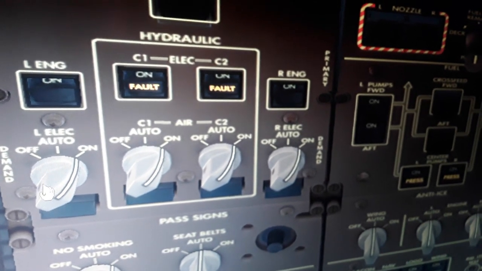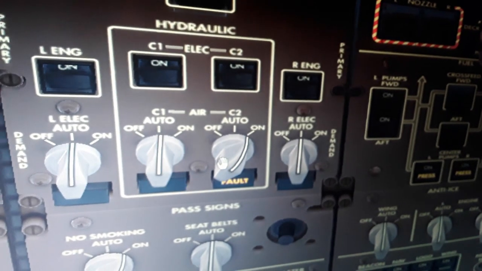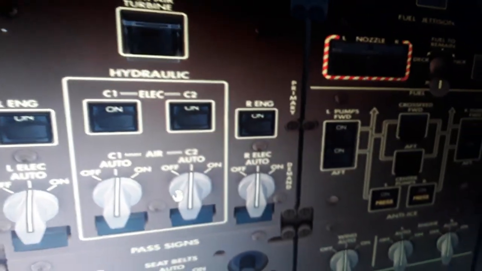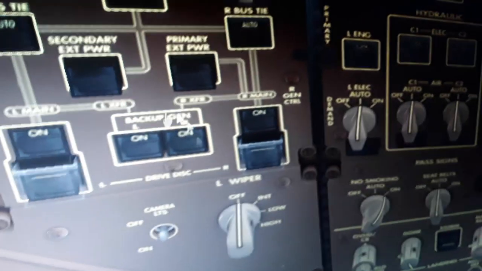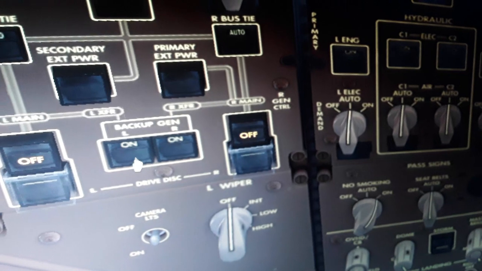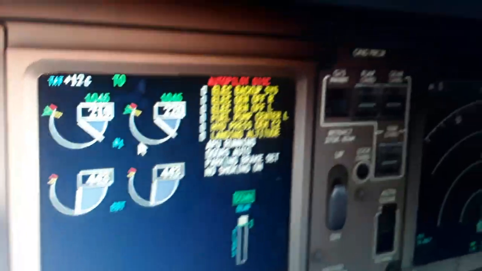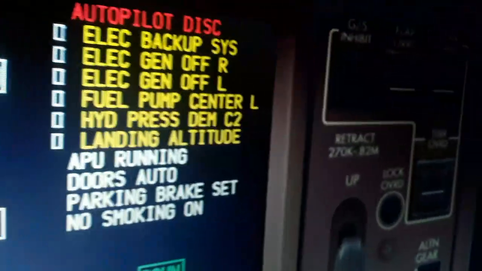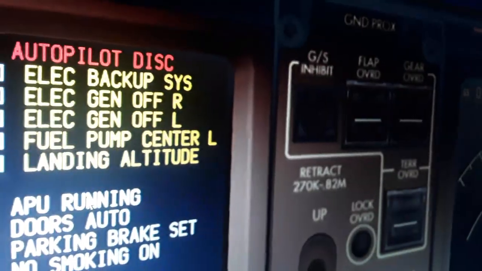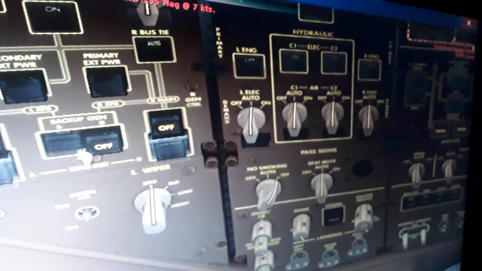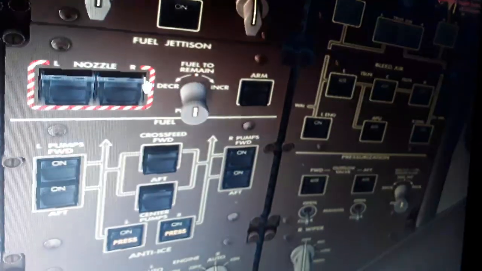We still have the fault for the electric, the C1 and C2, which are also pressurized. We can show you. I believe we can turn off the electric also. You will see the electric off: the drive generator, electric, and the backup generator also. So I'll turn it on again, very quickly. Also to show you.